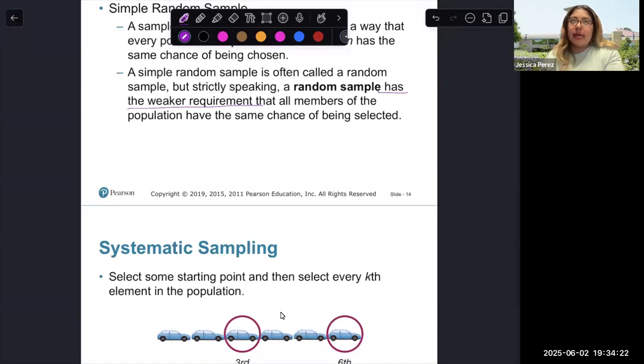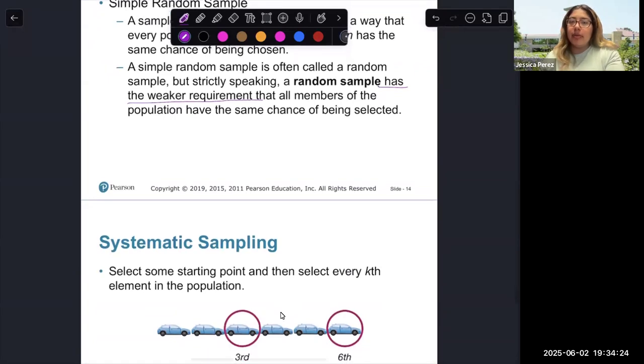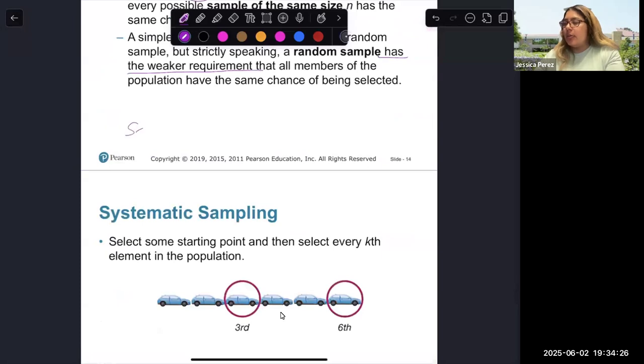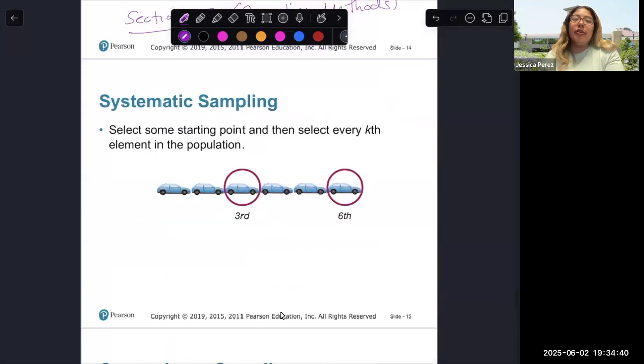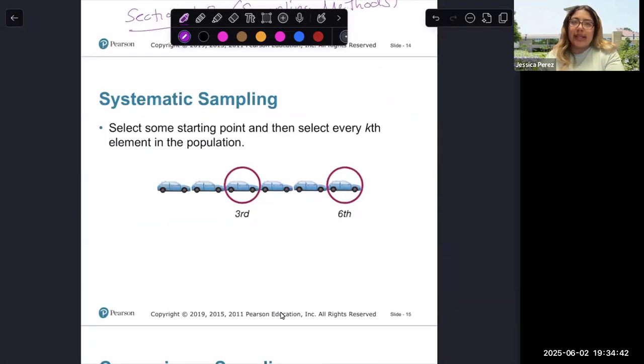Now, this section 1.3, remember, what we're doing right now involves sampling methods. That's what we're looking at, sampling methods. We're going to talk about the types of sampling. The first one we see is called systematic sampling. That means after every case.